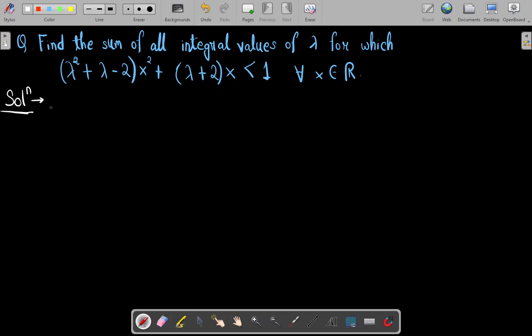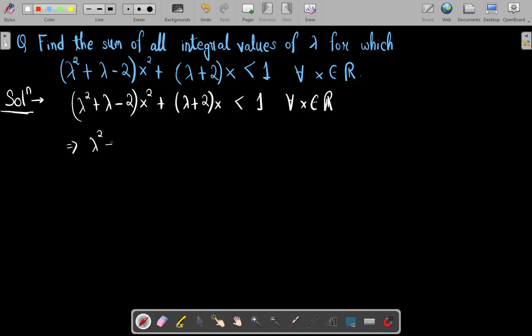First of all, the expression is (lambda square plus lambda minus 2) times x square plus (lambda plus 2) times x is less than 1, for all x which are real. If we take all the terms to the left hand side, the expression changes to (lambda square plus lambda minus 2) times x square plus (lambda plus 2) times x minus 1 is less than 0.